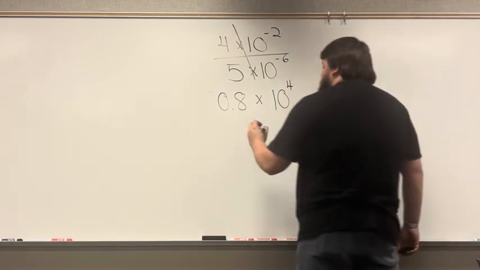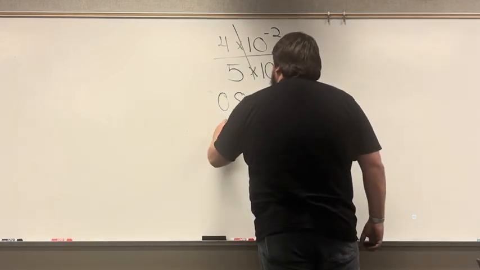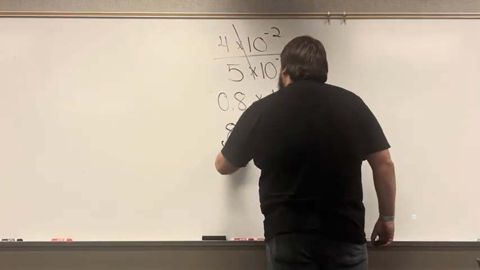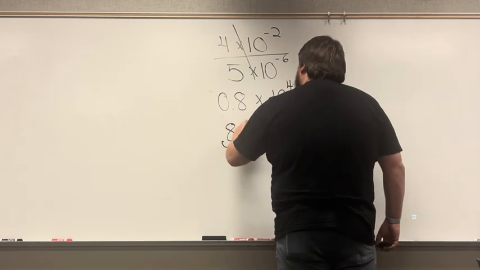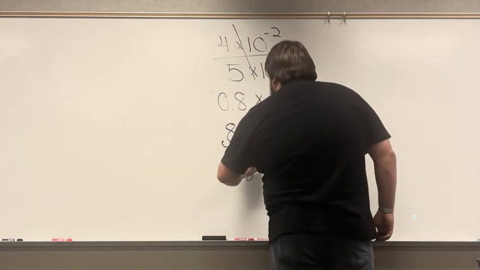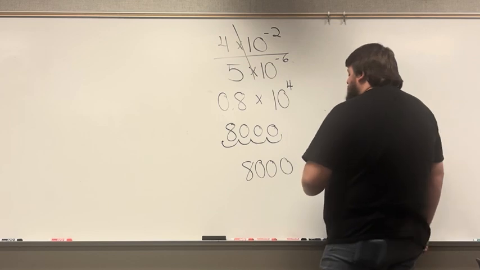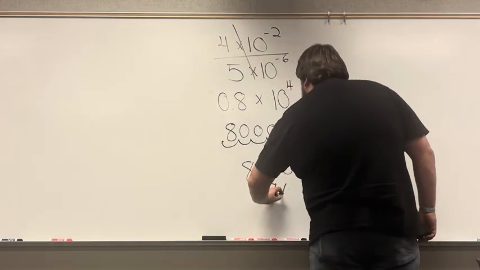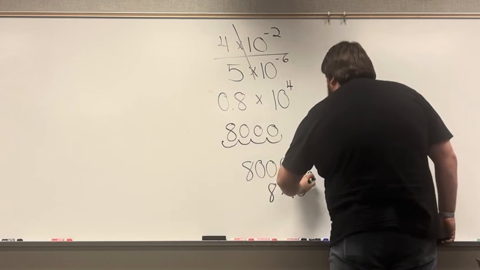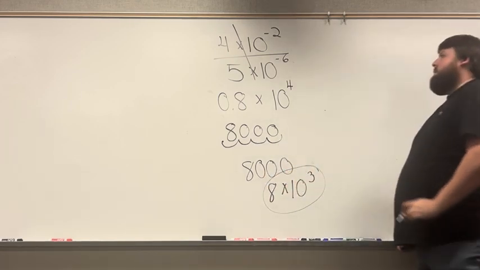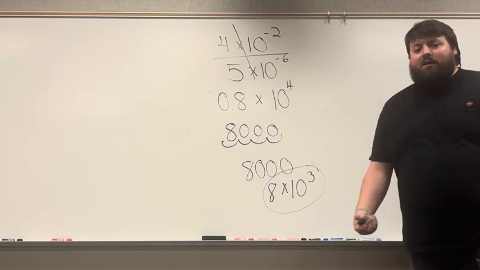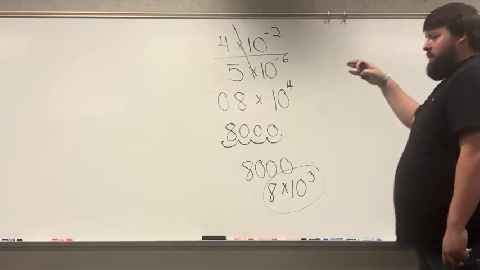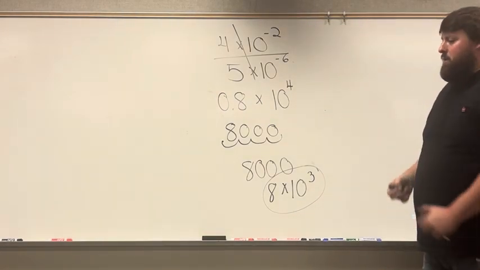So what I need to do is I'm actually going to expand this, which I know seems counterintuitive, but if I have 0.8 and I move it to the right, 1, 2, 3, 4, this is 8,000, or it is 8 times 10 to the third. So 8,000 times bigger, or 8 times 10 to the third times bigger, is the table tennis ball than the neuron.